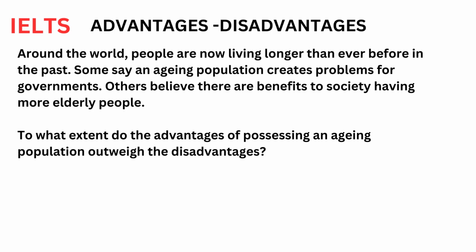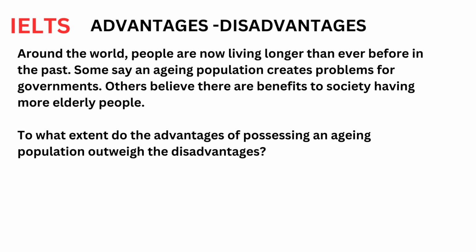Advantages and disadvantages. Now, I want you to consider this question carefully because it's not quite as straightforward as you might think. Let's read the question now. Around the world, people are now living longer than ever before in the past. Some say an aging population creates problems for governments. Others believe there are benefits to society having more elderly people. To what extent do the advantages of possessing an aging population outweigh the disadvantages?